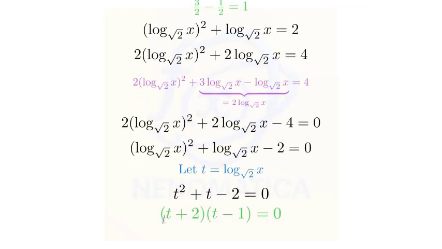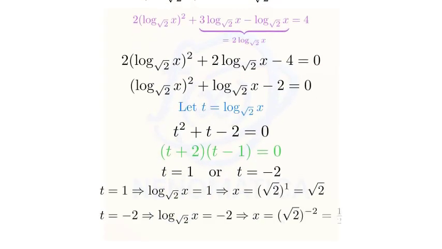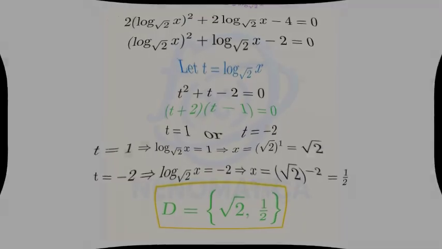Step 7. Factor the quadratic. t plus 2 times t minus 1 equals 0. So t equals 1 or t equals -2. Step 8. Back substitute. If t equals 1, then log base square root of 2 of x equals 1, giving x equals square root of 2. If t equals -2, then log base square root of 2 of x equals -2, giving x equals 1/2. Therefore, the solution set is the set containing square root of 2 and 1/2.